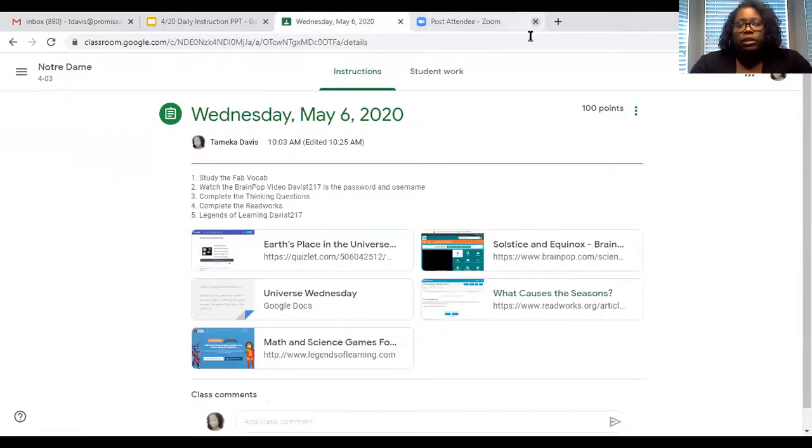So the ReadWorks is 10 points because you have to read and you have to answer questions. The Fab Vocab is 5 points. The thinking question is also 10 points because you have to watch a video and then answer the questions. So now we're at 25 points. And then if you complete the math and science Legends of Learning, then that is another 5 points, which means you have 30 points for today.